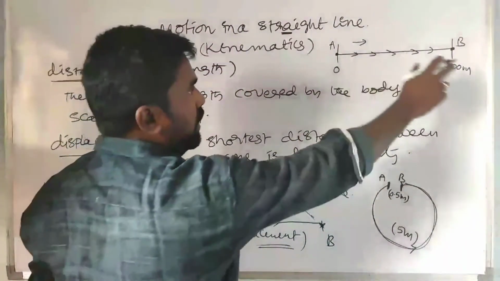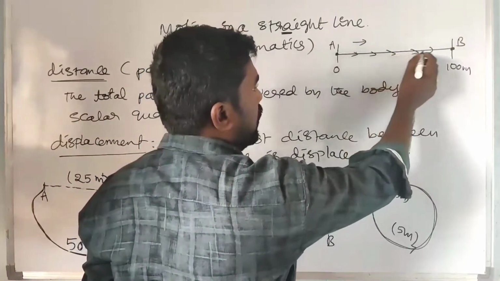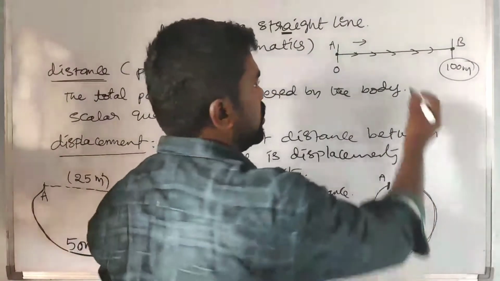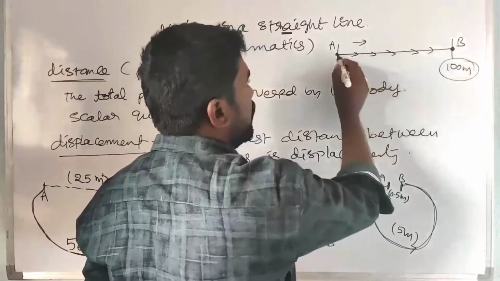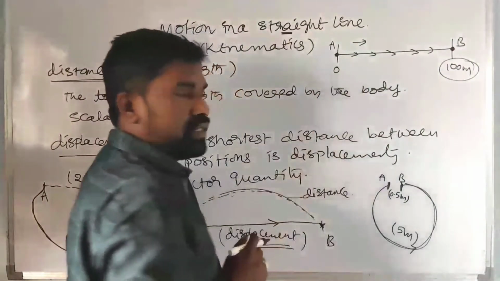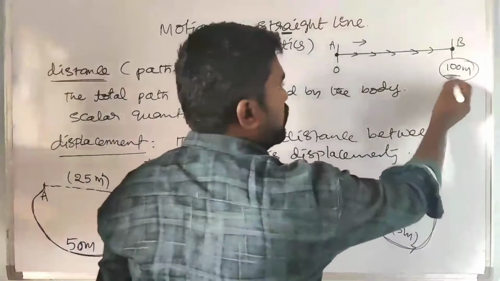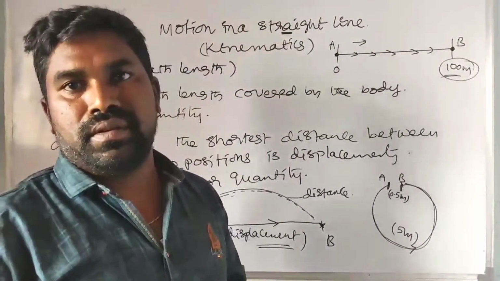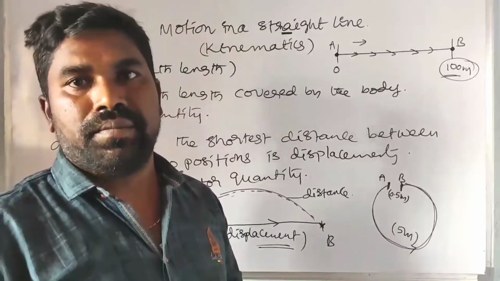So here in this case, the distance of the particle, the total path length covered by the body, is 100 meters. And also displacement. The displacement is nothing but the shortest distance between 2 points, that is 100 meters. So here in this case, the distance and displacement both are the same.